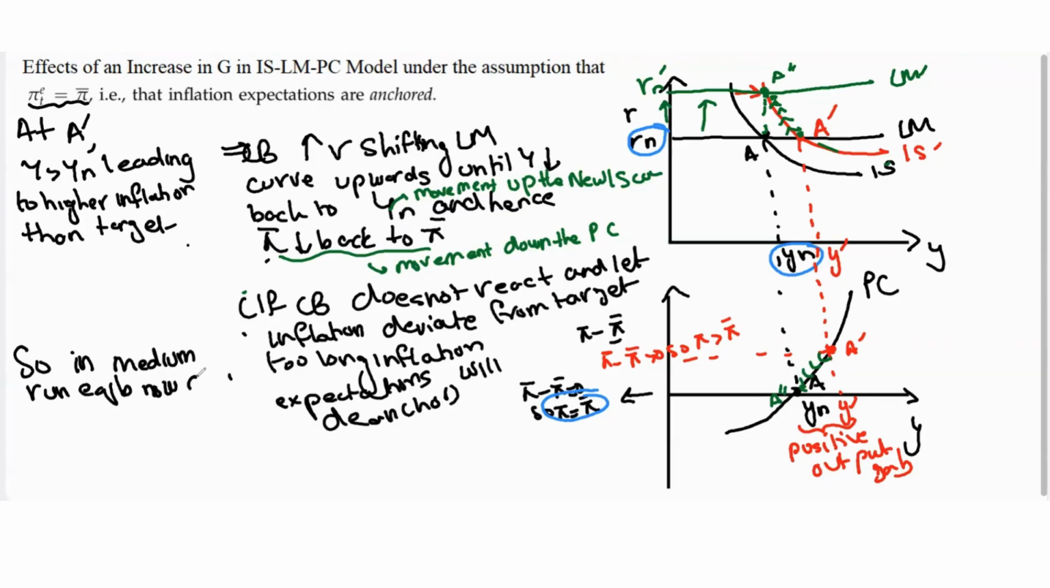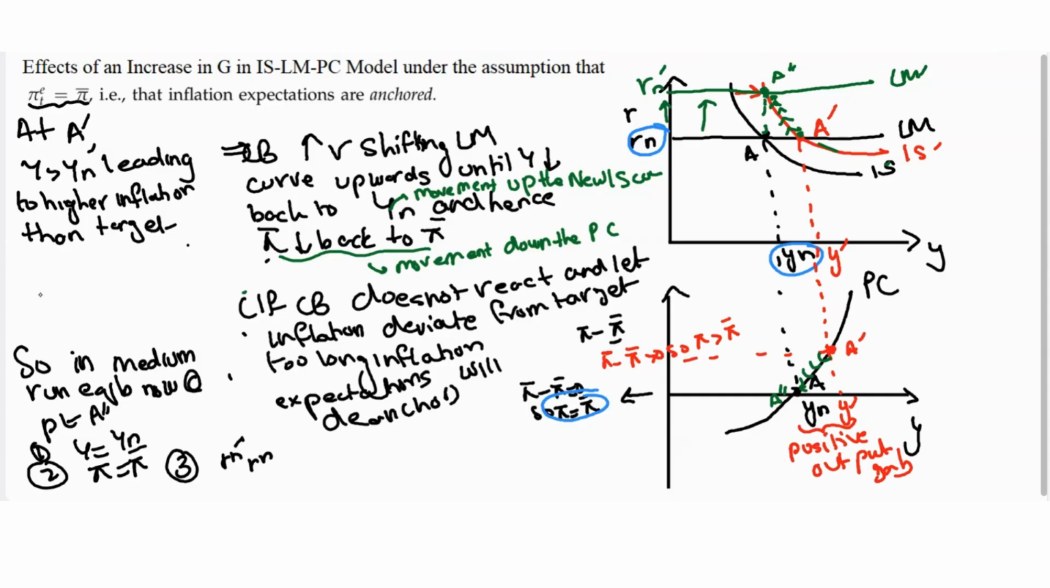Now at point A double prime, we have three things. Number one, output is back at the potential level of output. Number two, inflation is back at target. And number three, now R prime is greater than R, right?